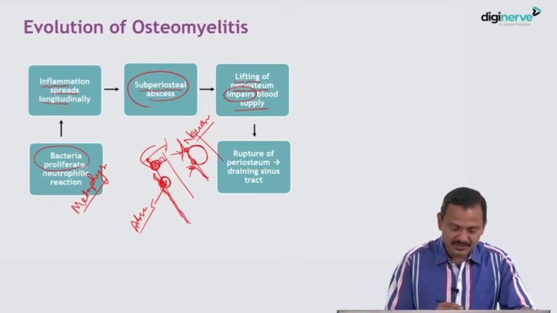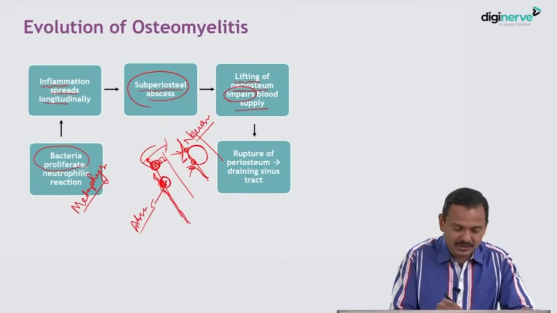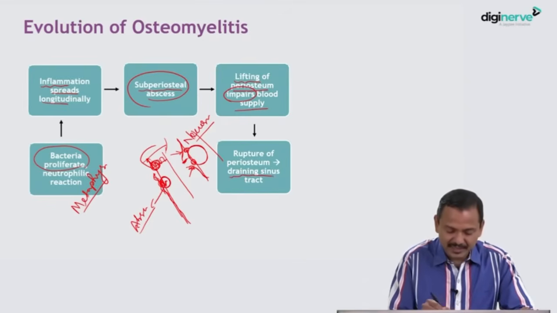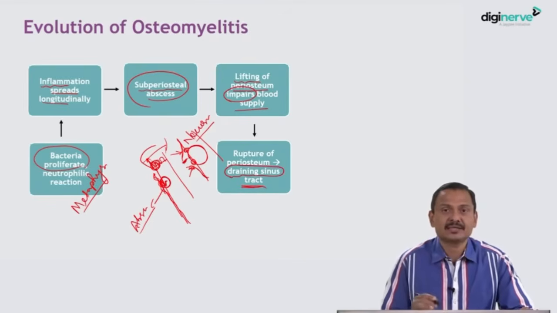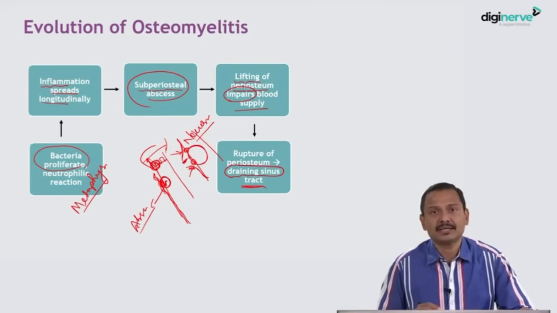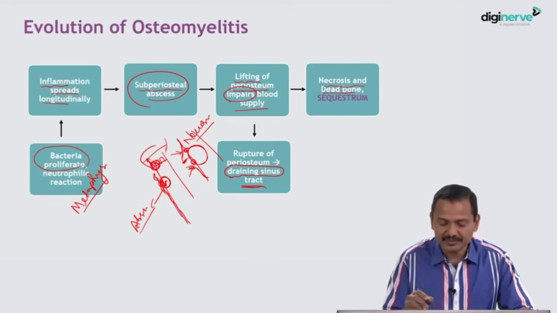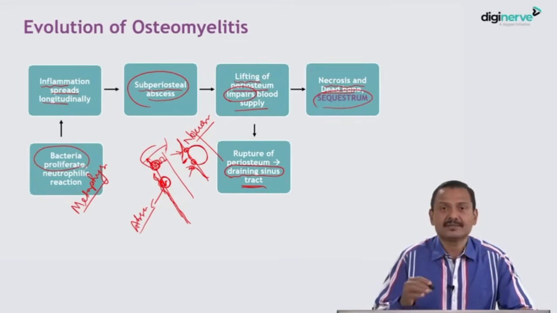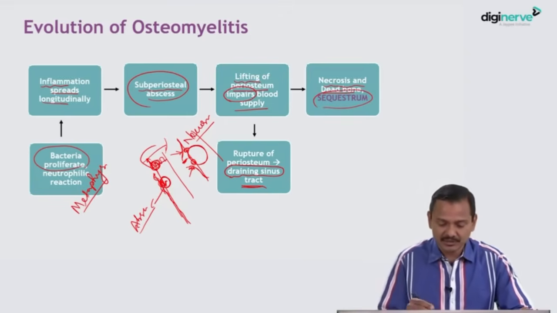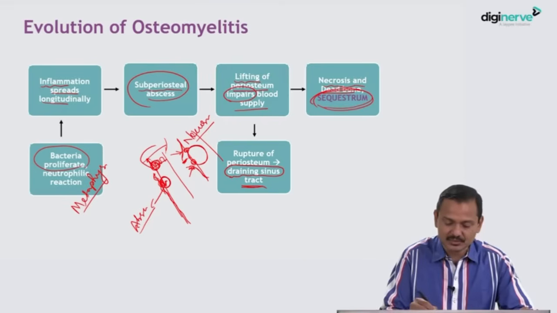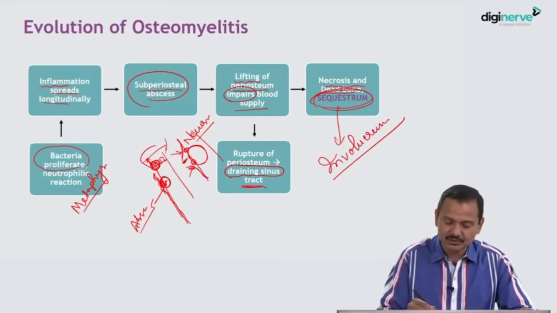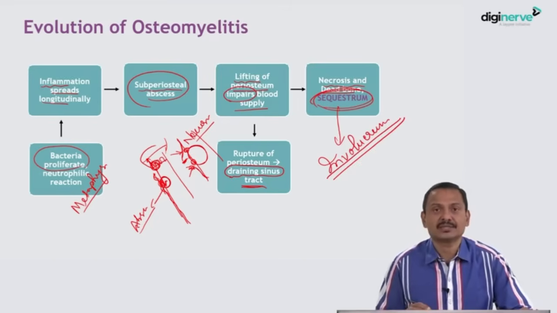Now, once there is necrosis, this rupture of periosteum will lead to a draining sinus or a sinus tract that we have already discussed. In addition to that, this necrotic and dead bone is known as sequestrum, and there can be new bone formation in chronic osteomyelitis that will be surrounding the sequestrum, and that is called involucrum. Okay? So, involucrum is the new bone that surrounds the dead bony sequestrum. Okay? So, that was the diagrammatic representation.